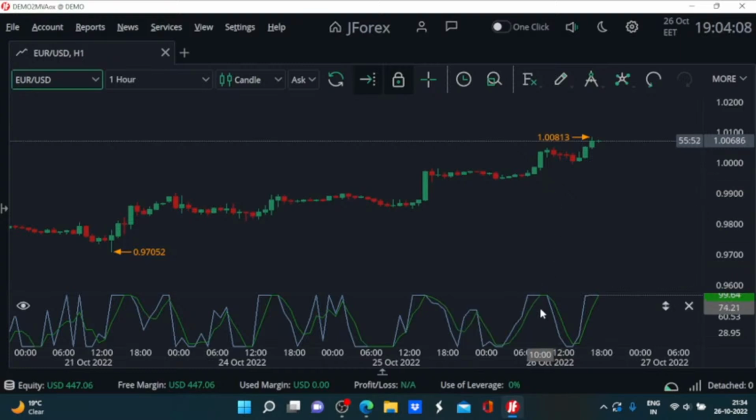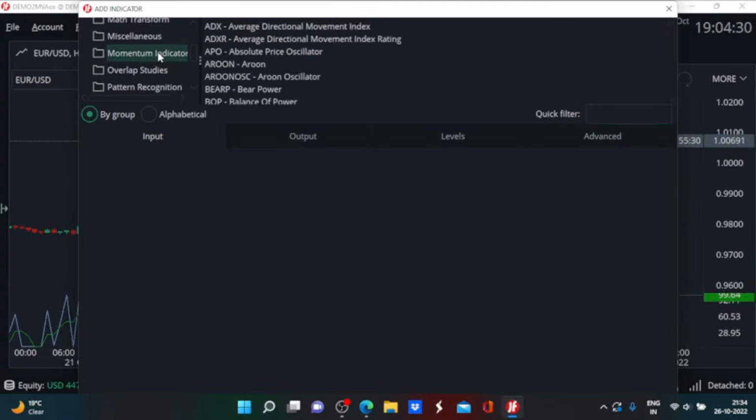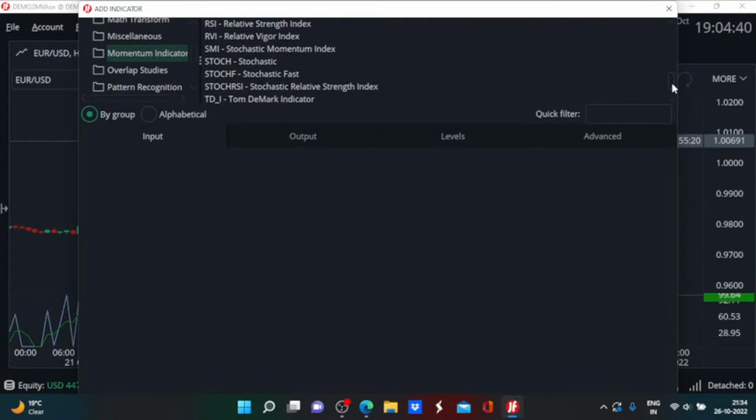All right. Now getting back to the indicator section here, I have plotted the stochastic RSI with the default parameters. If you want to know how you can find this indicator, you can simply do a quick search, or if you want to know where it is listed, all you have to do is go to the momentum indicator list, and there you will find this indicator. So we have it amongst the stochastic indicators: stochastic fast, stochastic relative strength index. Here it is.